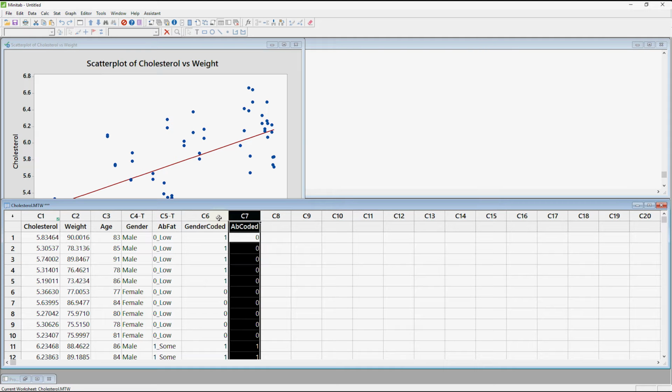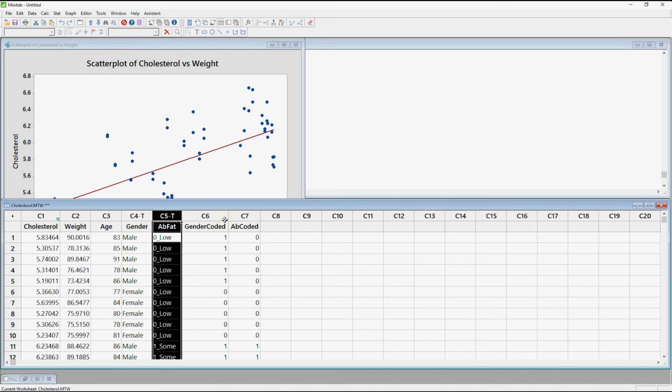But depending on what software you use, sometimes you need to have things coded as numbers. The software won't use the words. In this case, I'm pretty sure Minitab is fine, but we'll give it a go and see what happens. If it fails, we can use the coded columns.